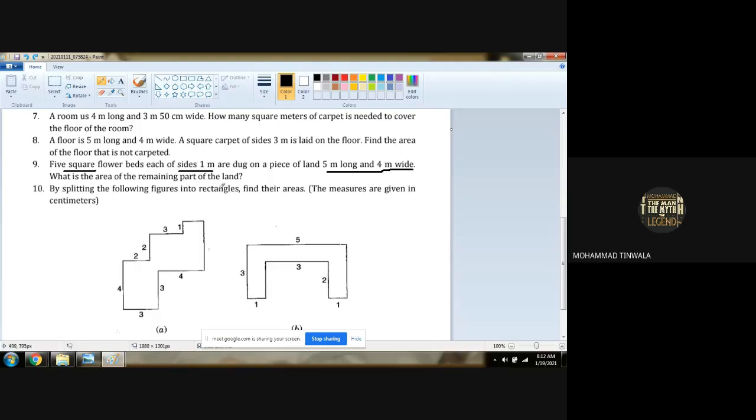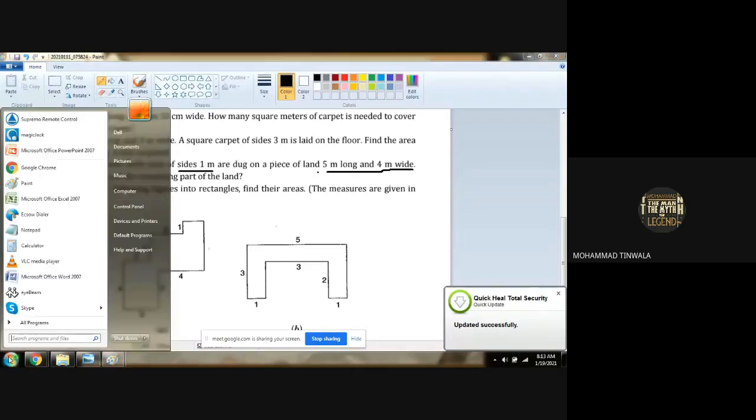Are you getting? So there will be 1 square meter, the area of the square flower bed for 1. Then if we want to find for 5, it will be multiplied by 5. So it will be 5 square meter. Now, what is the total length of the floor, the rectangle? I'll just show you over here.